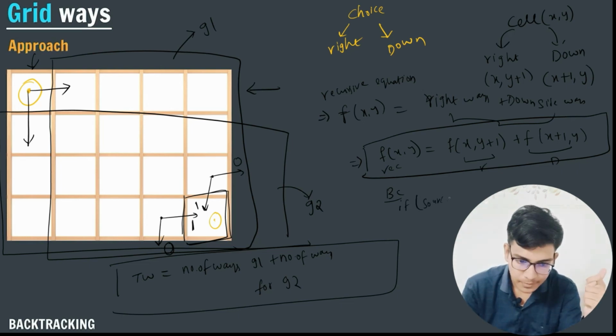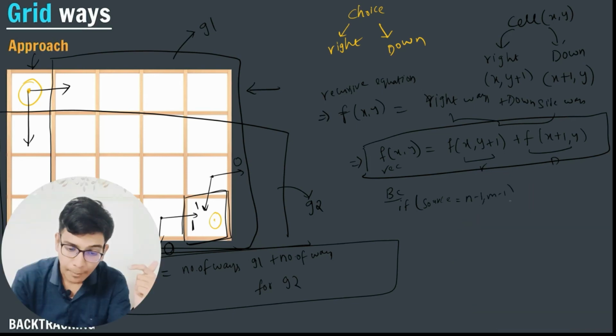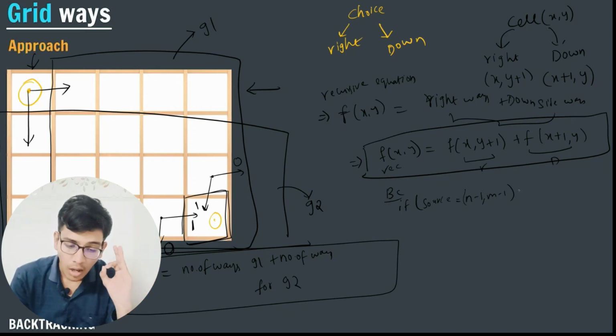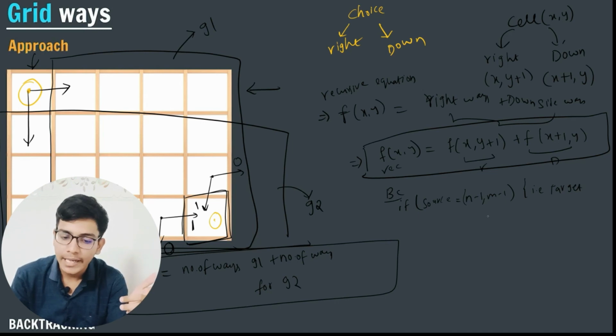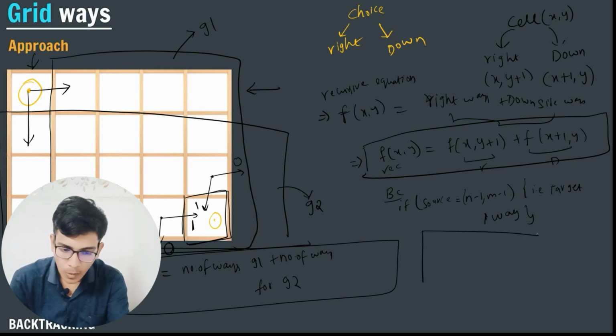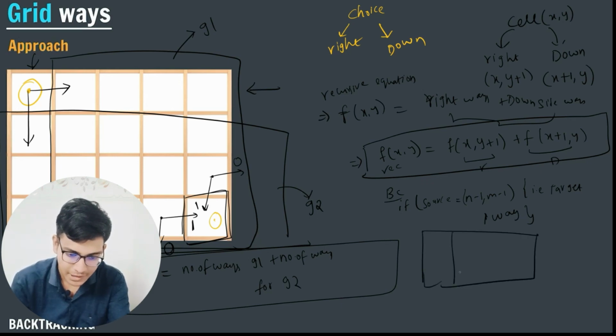So if my source position is equal to n minus 1 comma m minus 1, then that is my target. When I am at the target, I need to return the number of ways as one way. So this will be my base case. Suppose let us consider a small case scenario. I hope this black pen is visible to you.